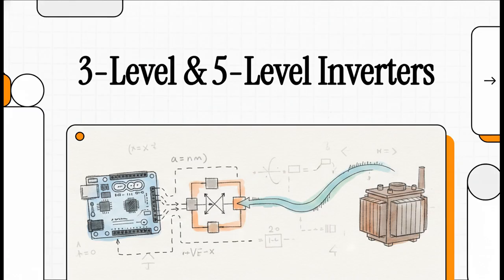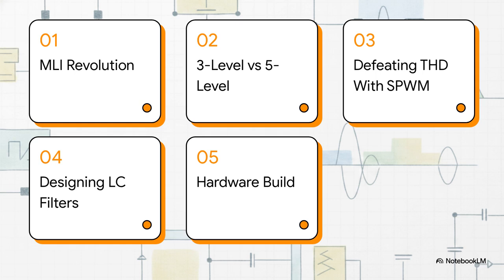Let's get into it. So, here's our engineering roadmap for today. First, we'll look at the multi-level inverter revolution, followed by a head-to-head comparison of 3-level and 5-level architectures. Then we'll talk about defeating distortion with SPWM strategies, designing LC filters, and finally, our step-by-step hardware build.